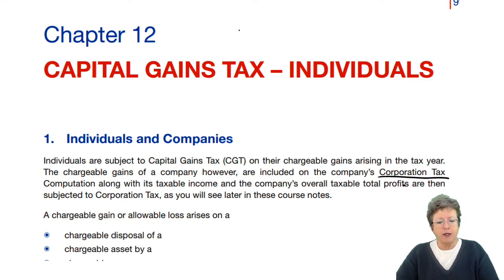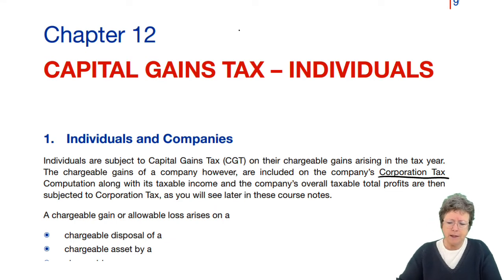There are 3 chapters regarding capital gains tax for individuals. Please will you watch them in the order they appear in the manual, because each chapter builds on the information that was in the previous one. So if you watch the end chapter before this one, then it probably won't make a lot of sense. So please watch them in order.